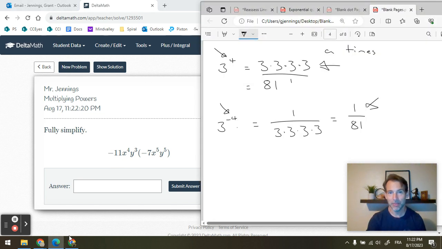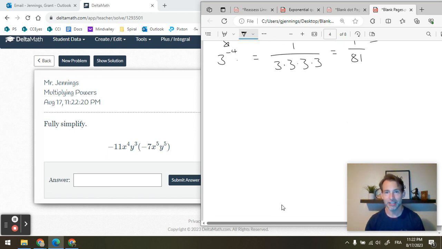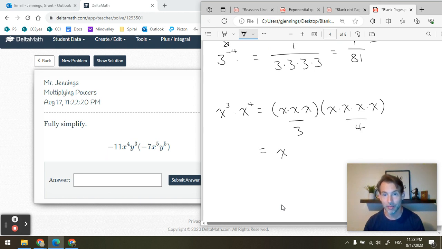Let's take a look at why. If we had something like x to the 3 multiplied by x to the 4, x to the 3 is 3 copies of x multiplying. And then x to the 4 is 4 copies of x multiplying. If we look at that, that's just 3 copies and 4 copies all multiplying. So this is the same thing as x to the 3 plus 4, or x to the 7. When multiplying powers of the same base, you add the exponents together.